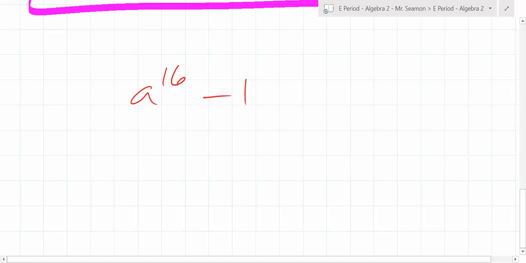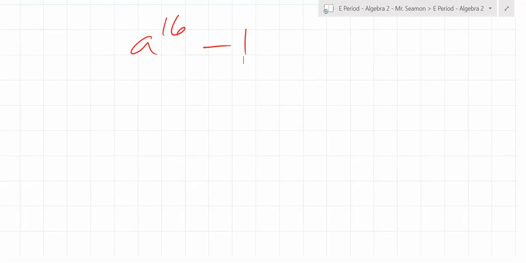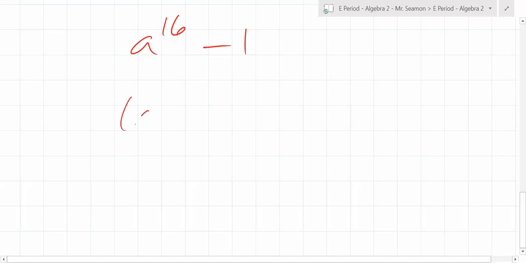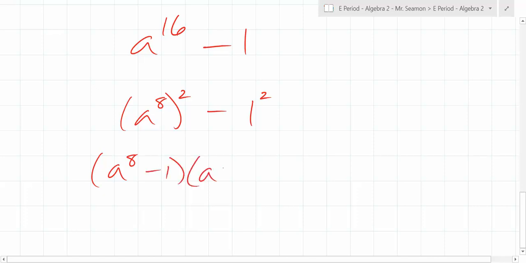Yeah, actually, maybe it was one of the ones you did last night. I'm not quite sure. If you had something like a to the 16th minus 1. A to the 16th is what squared? A to the 8th squared, because you multiply powers of powers, right? So what do you see right there? Well, hey, 1 is 1 squared, right? Correct? So what do you see? I see difference of squares. So what does this factor into, Milo? A to the 8th minus 1 times a to the 8th plus 1. You apply the formula.